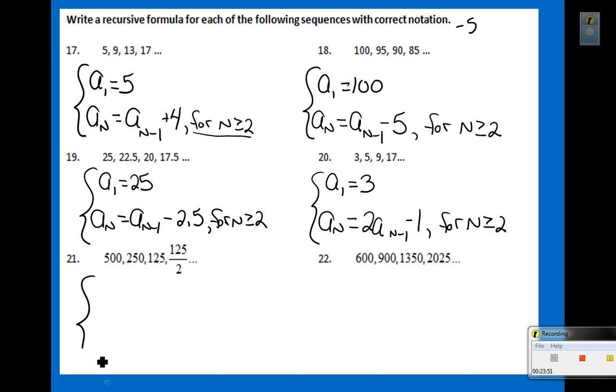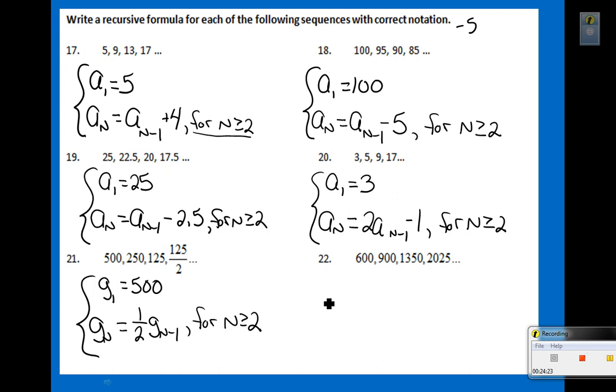So when I write this, I'm going to switch letters on you. It doesn't matter if you do or not. I'm going to say G sub 1 is 500. You'll know this soon. I used a G because I'm using multiplication or division. It means geometric. So G sub 1 is 500. G sub n is a half of the previous term. And you knew what I was going to almost forget: for n greater than or equal to 2. So there you got it.